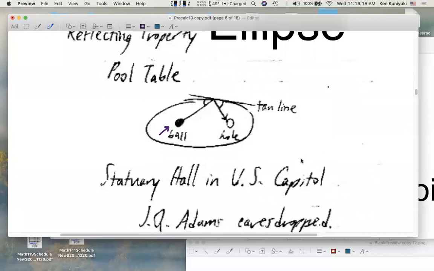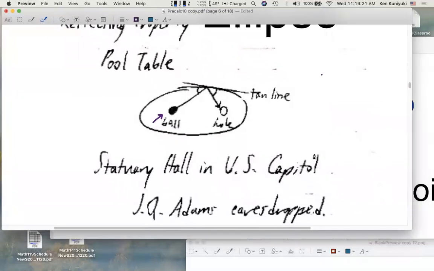In fact, John Quincy Adams, the former president and congressman, when he was in Statuary Hall in the U.S. Capitol, would eavesdrop on his political rivals by basically telling them, "Hey, why don't you stand over here? It's a nice view and all." So his rivals stand over here, at one focus, and above the other focus, he might be standing on a part of the balcony. He'd be able to hear the conversations of his rivals better because of the reflective properties of this elliptical boundary.